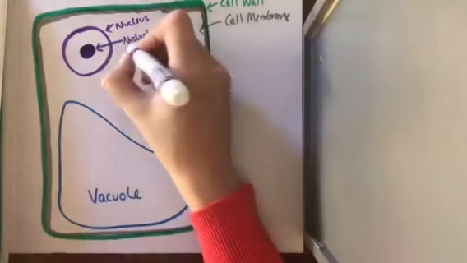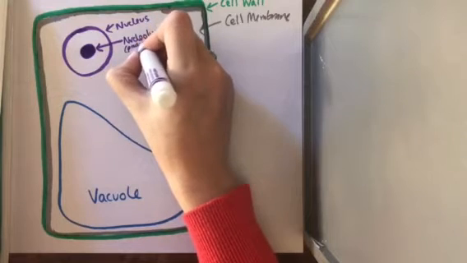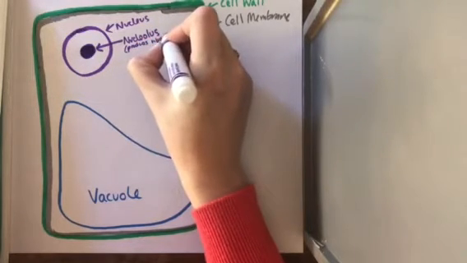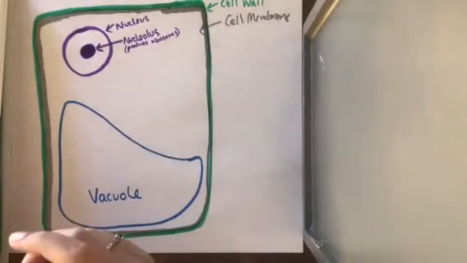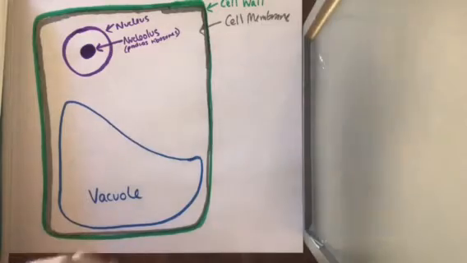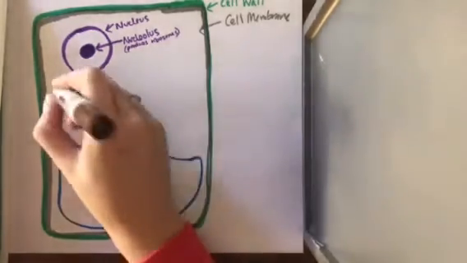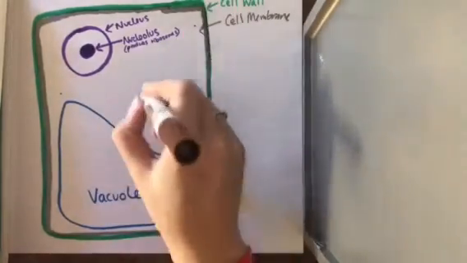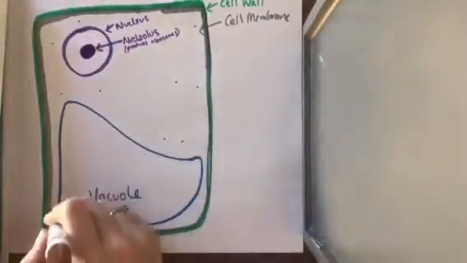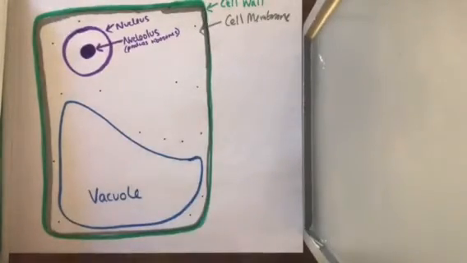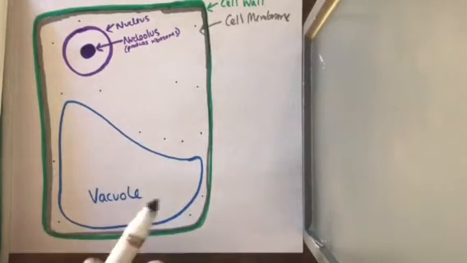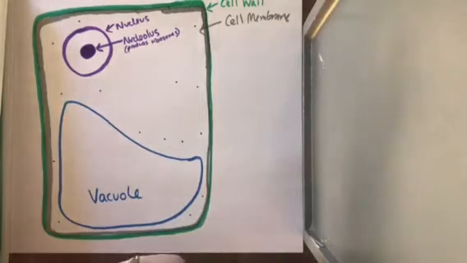And this produces ribosomes. Now, if you remember our notes, ribosomes are those little dots. They're going to be found everywhere in the cell. They're just tiny little dots. And these ribosomes make proteins. So, ribosomes make proteins.